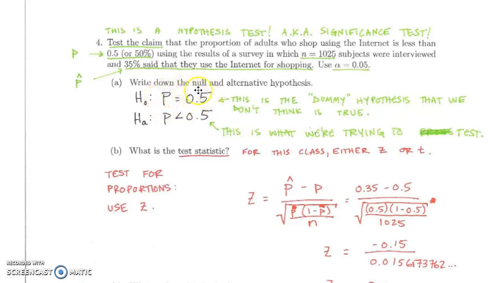We're trying to disprove this. And this is what we're actually trying to say. We're trying to figure out whether p is less than 0.5. And remember, with testing, we can't really prove much, but we're trying to test it.